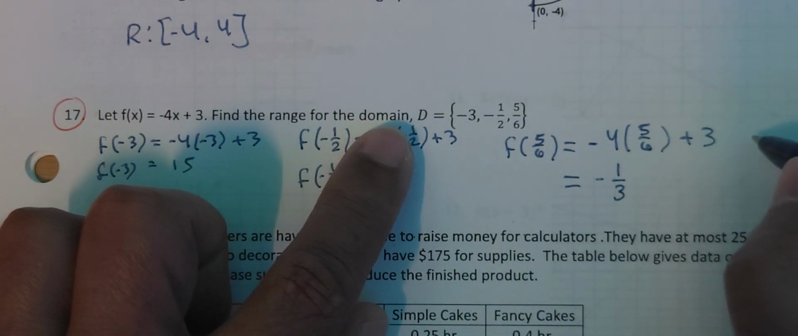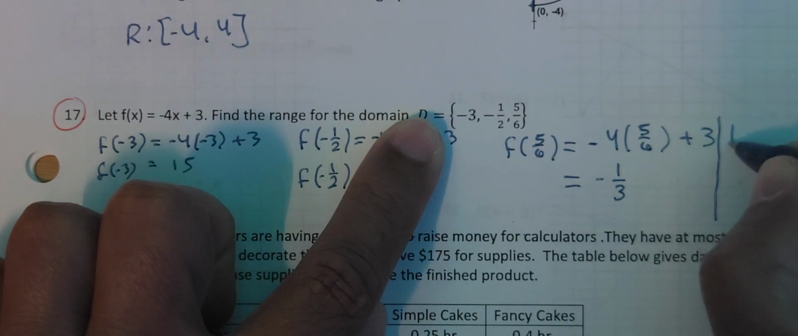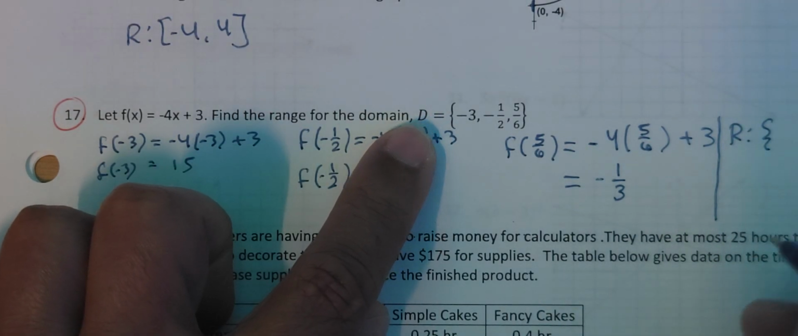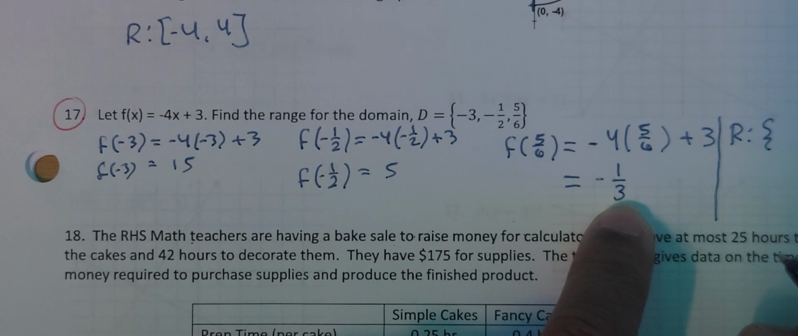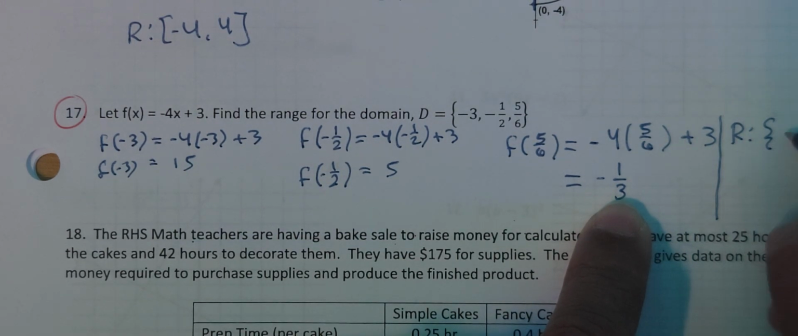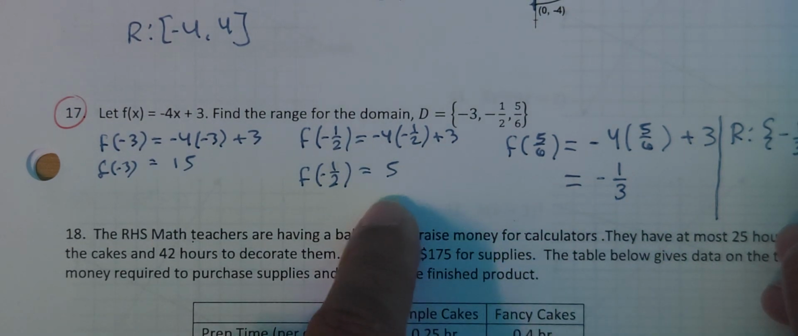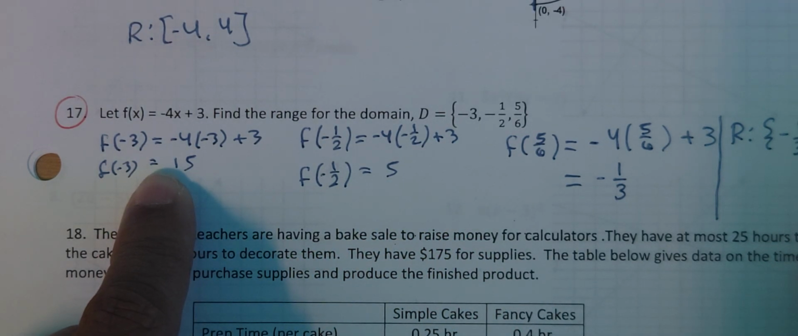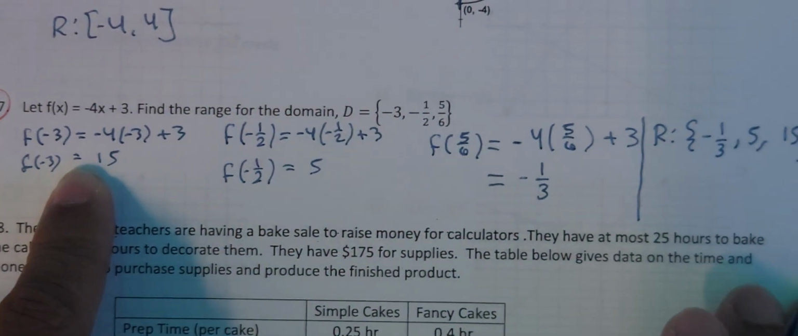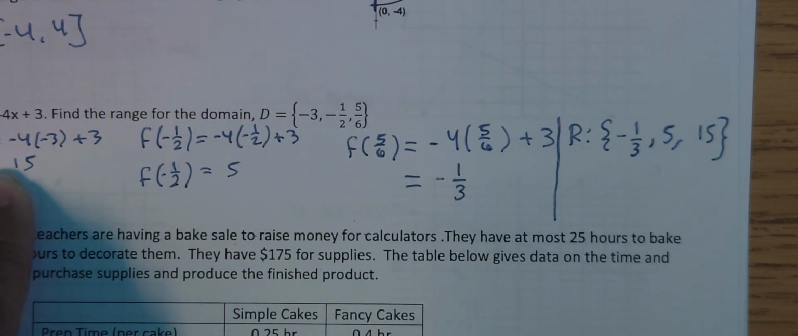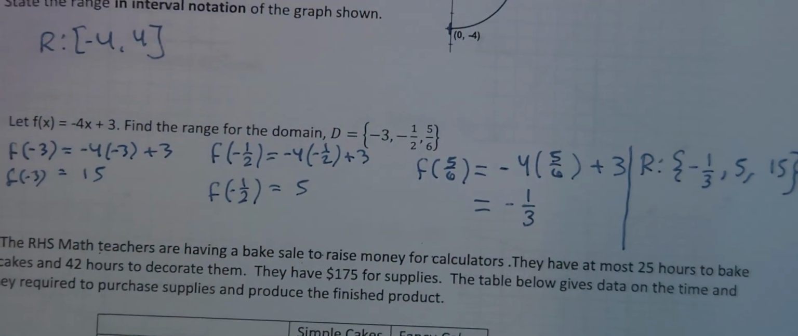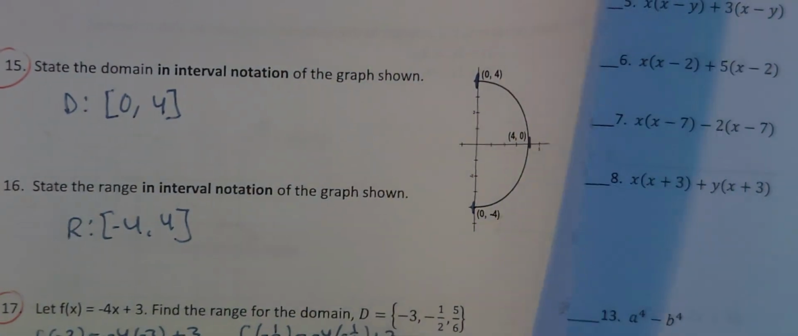So then the range for this problem, least to greatest, so this is the smallest of the y values in the range, so negative 1/3, and then 5, and then lastly 15. So this is the range for the given domain, okay? All right, so let's go to number 19.